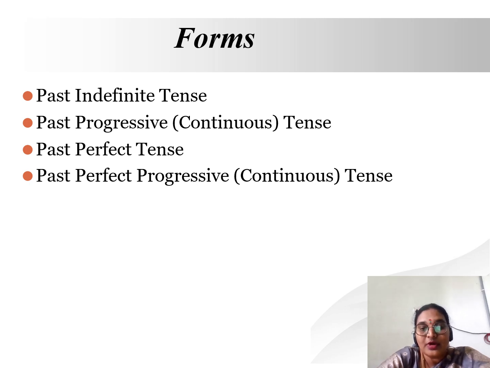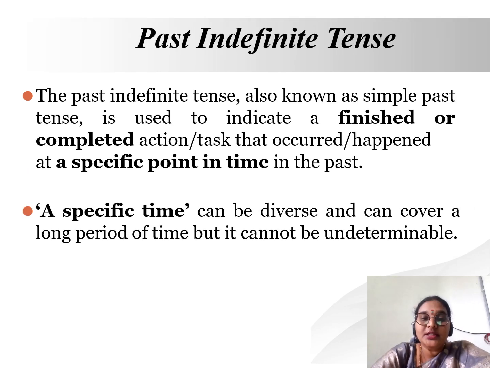So these are the four forms which we come across in simple past, and let us see what are the roles or usages of these four forms in expressing our day-to-day actions. If you can see the definition or the usage of past indefinite tense, which is also called simple past, this is used to indicate an action which is finished or completed at a specific point of time in the past.